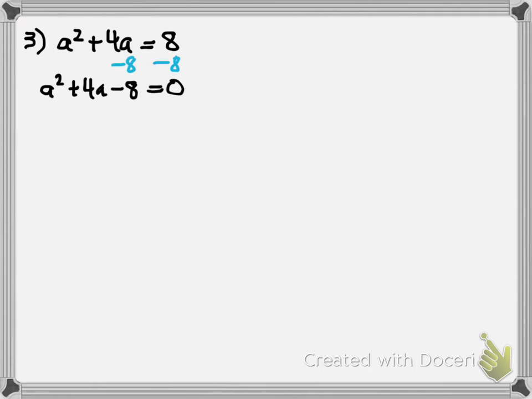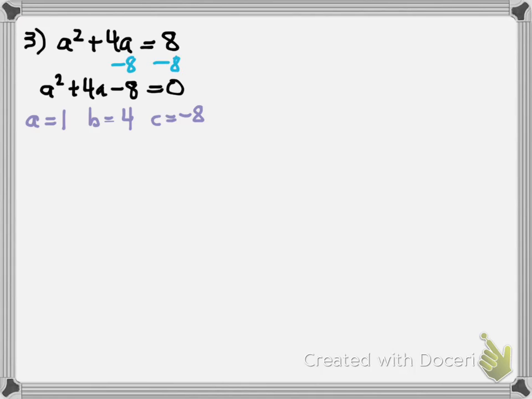Now I identify my a, my b, my c. And this is why it's so important, folks, that the b value is the one attached to the linear term. The c value is the constant. Because if you misname them, your quadratic formula answer will not be correct. What's the a value? 1. And the b value? 4. And the c value? Negative 8.